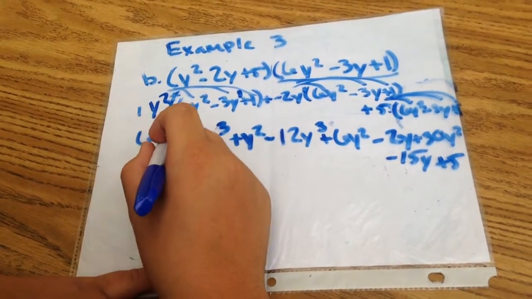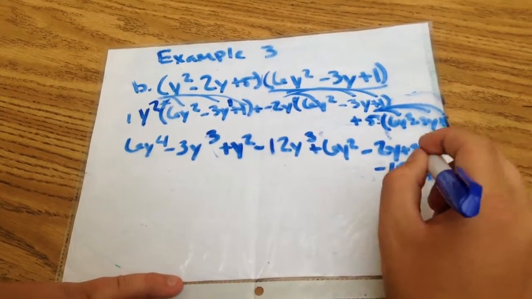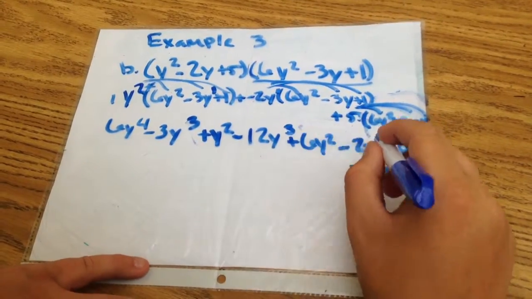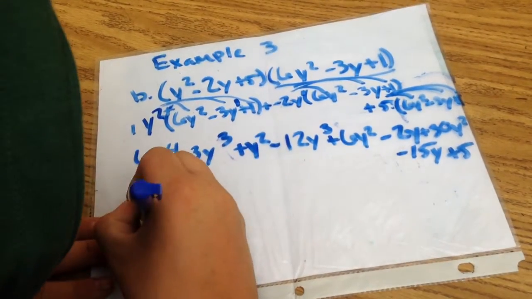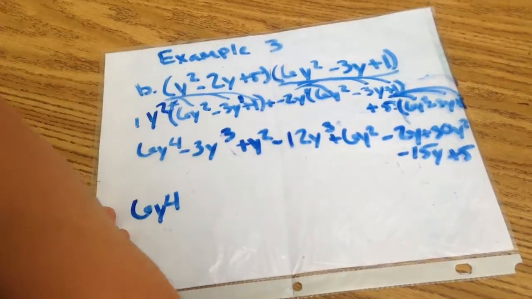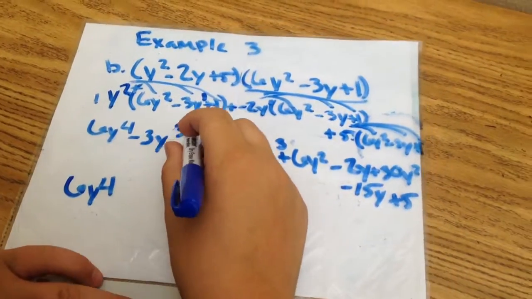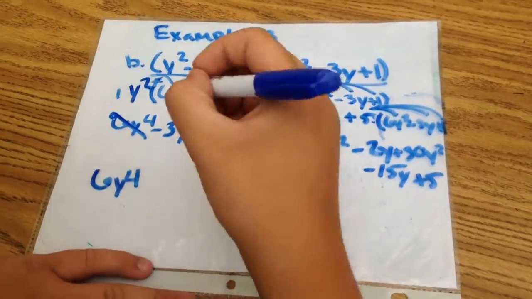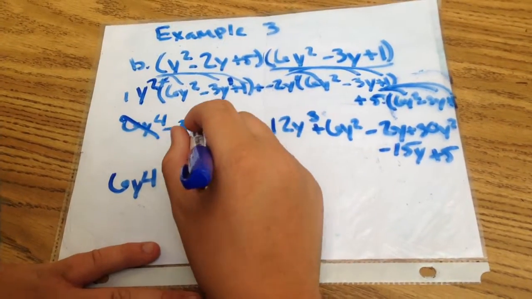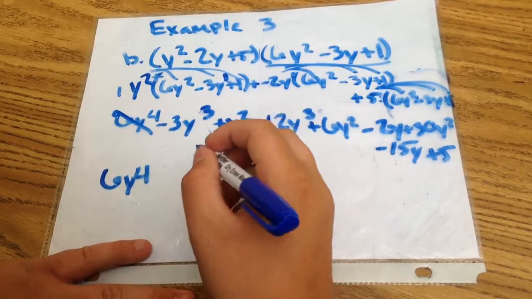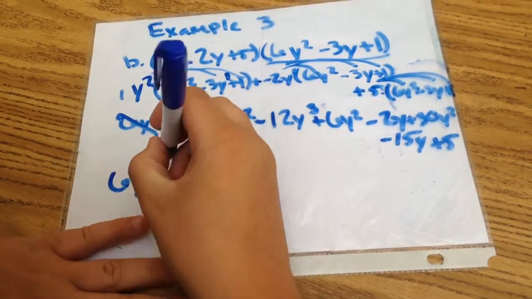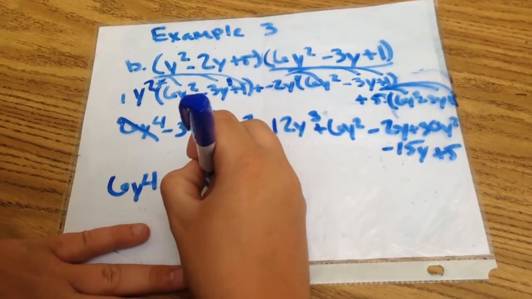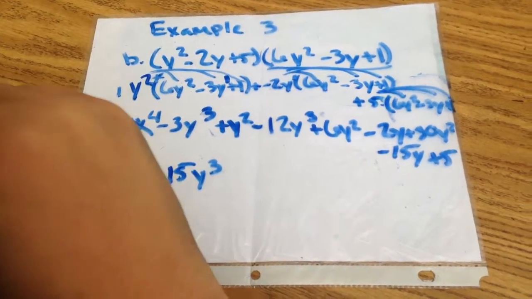So 6y to the 4th, do we see any other y fourths here? No. So we can just bring 6y to the fourth down already. Now negative 3y cubed. Is there any other cubes? Here. So cross this one out because we've already used it. So negative 3y cubed minus 12y cubed, you're going to combine those together to get negative 15y cubed.